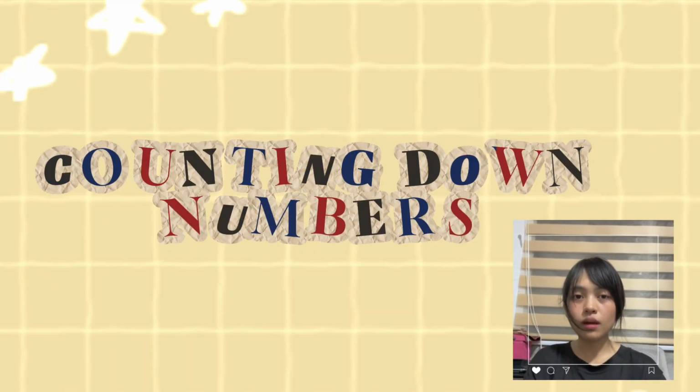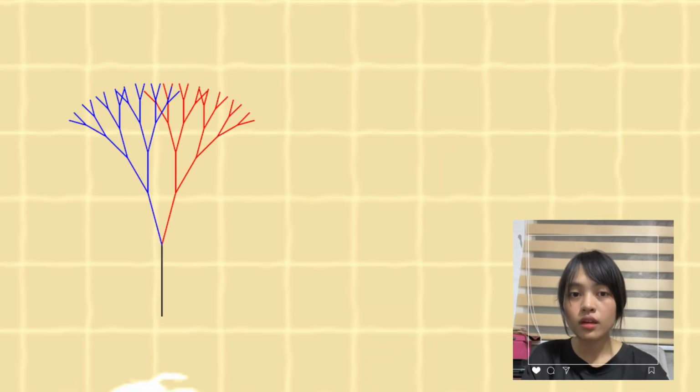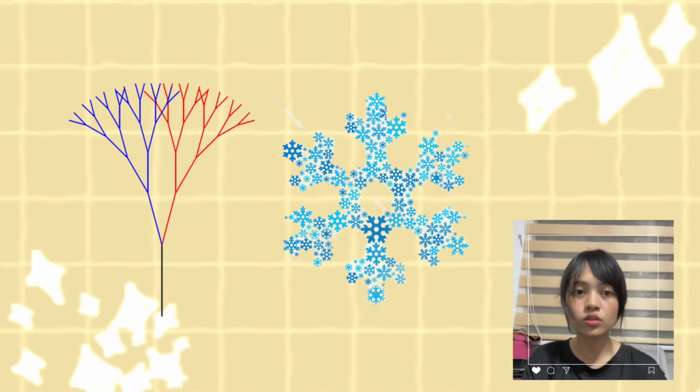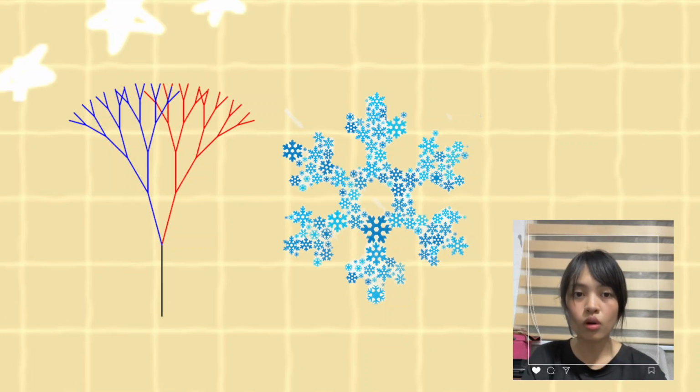A third example is drawing shapes in computer graphics, such as a tree or a snowflake. Each branch looks like a smaller version of the whole tree. The program draws one branch and then calls itself to draw smaller branches until the branches become too small to draw.